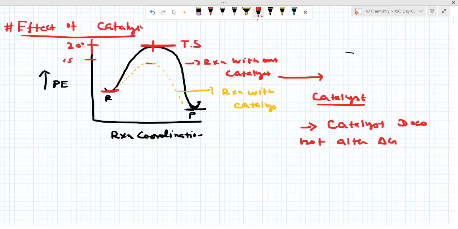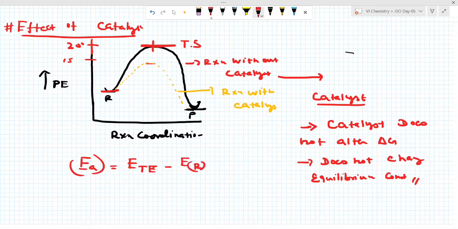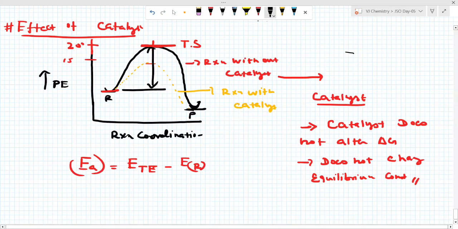Similarly, the catalyst does not change the equilibrium constant. This is very, very important. Now what is the activation energy formula? The activation energy is equal to the threshold energy minus the energy of the reactant. Look, here this is the energy of the reactant, and this is the threshold energy, the transition state. Threshold energy minus the energy of the reactant is equal to the activation energy. This is very important.